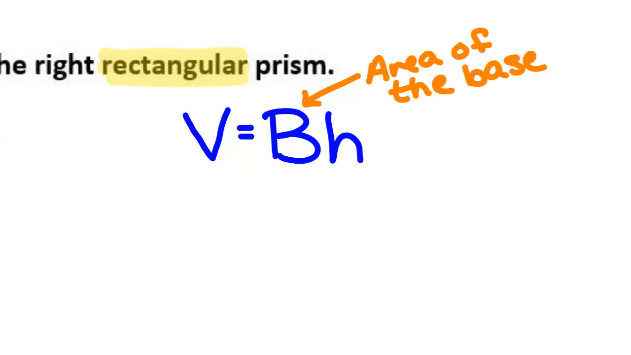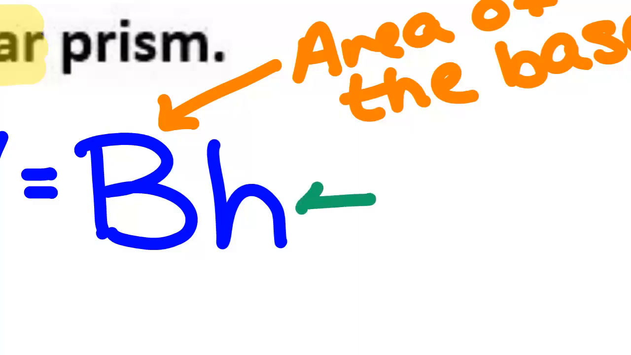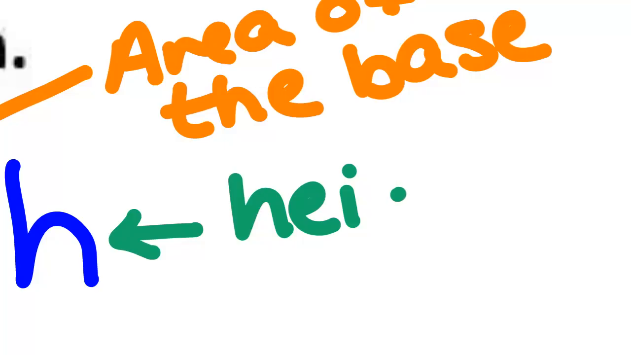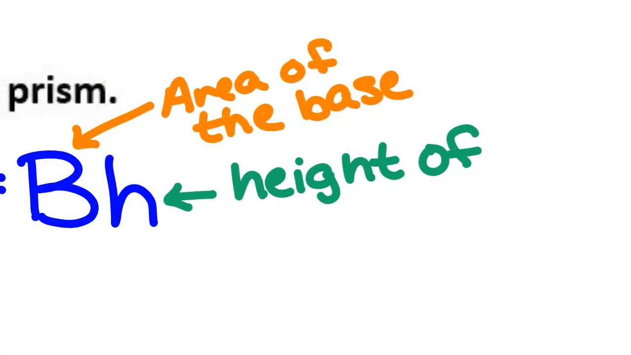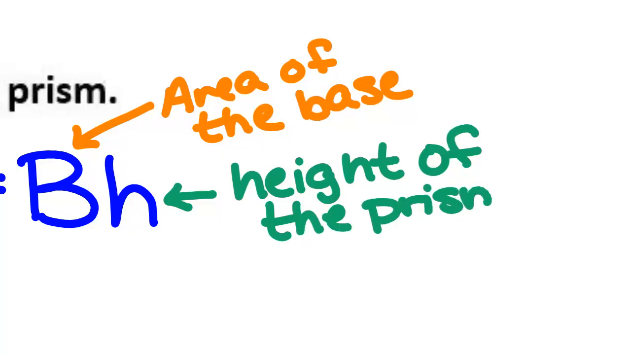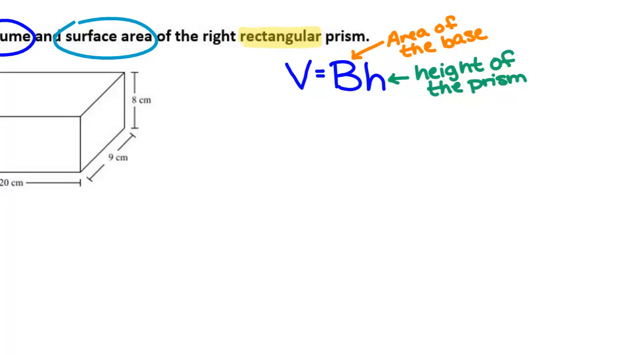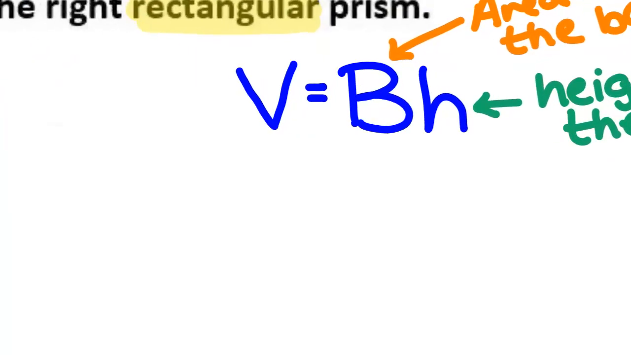The H is not capital. The B is capital because it is specifically the area of the base. H is not area. H is just the height. This is the height of the prism. If the H is capital, it doesn't mean anything different than if the H is lowercase. But if the B is capital, it does mean something different than if the B is lowercase.